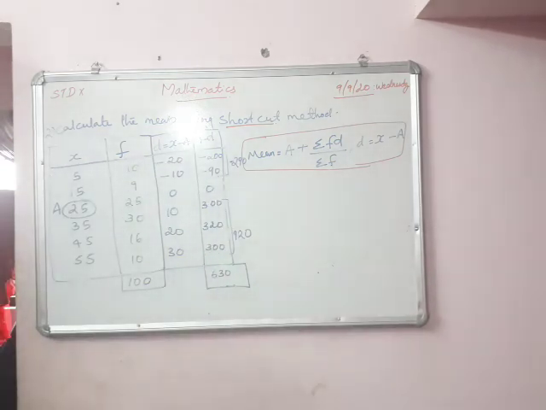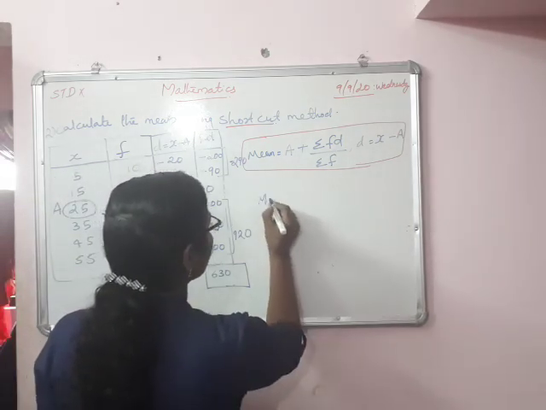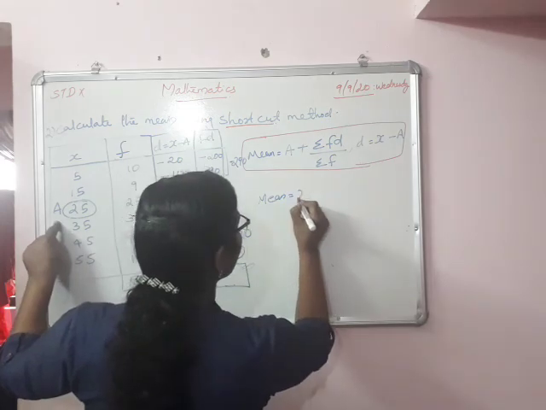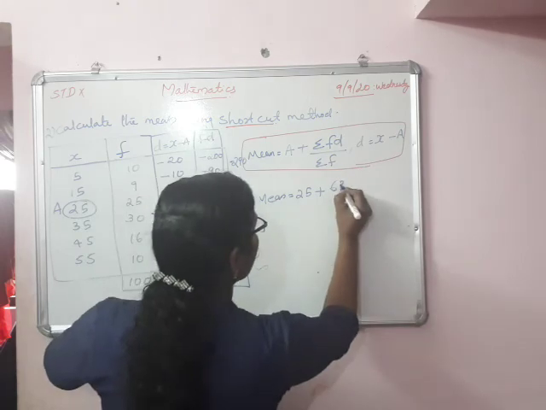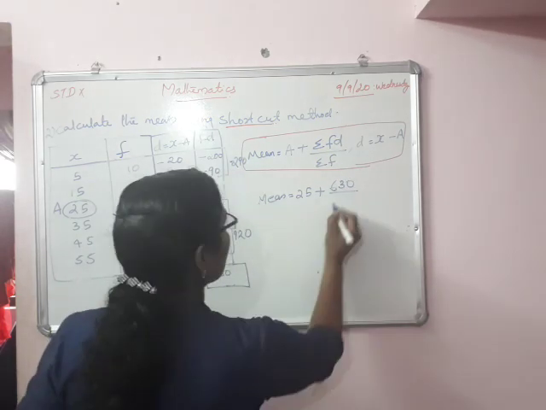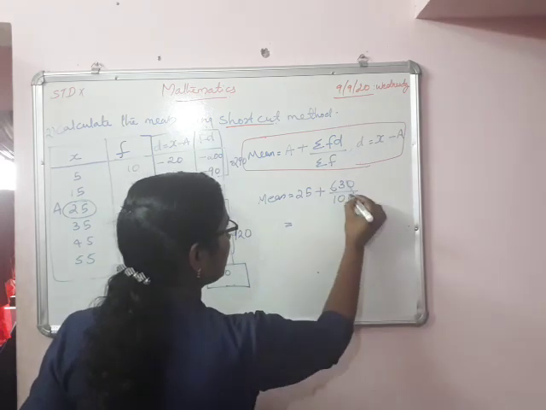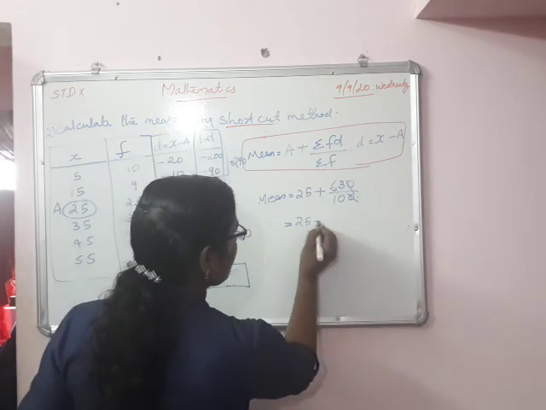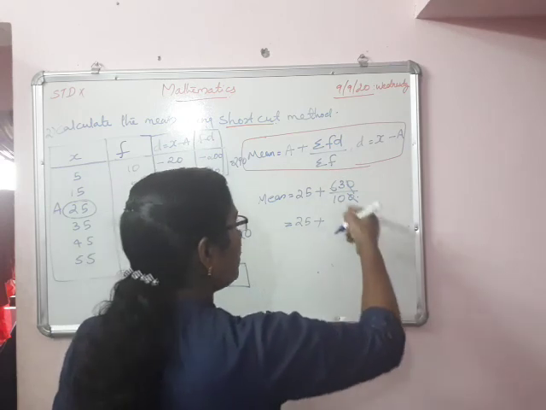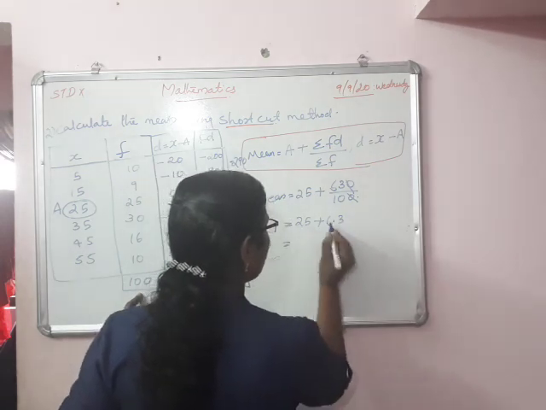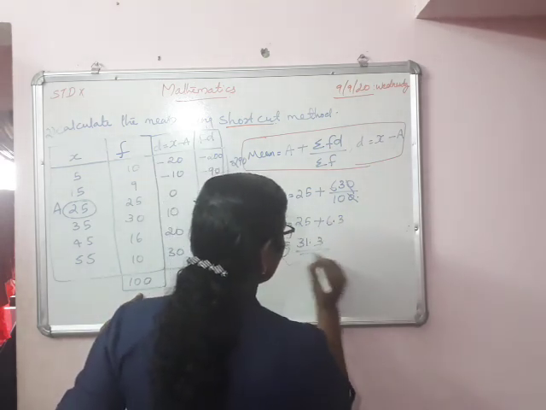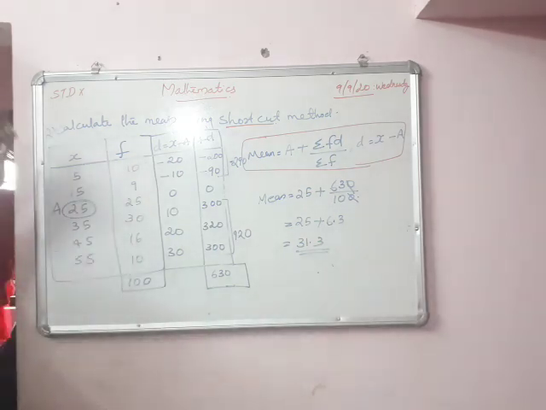Then we are going to substitute in the formula. A, you know, is 25. Therefore, mean is equal to A plus sigma FD divided by sigma F, that is 25 plus 630 divided by 100. We can cancel the 0. So 25 plus, first you may solve this in fraction form, 63 divided by 10 means 6.3. Then 31.3 is the mean of the given class.